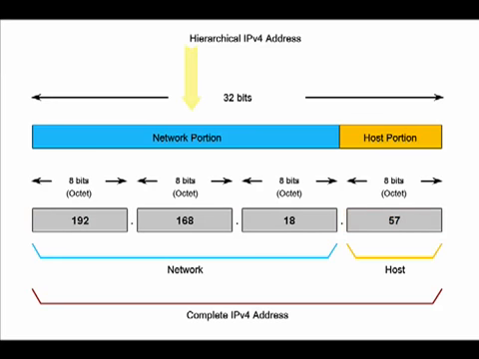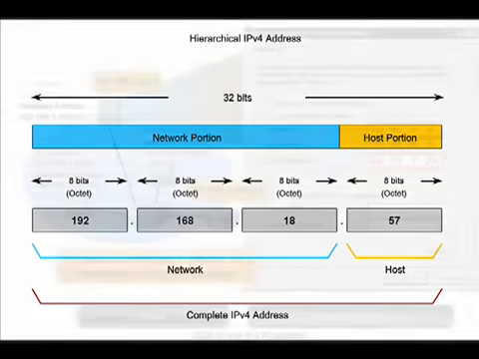Routers forward packets from one network to another by only using the network portion of the address. When the packet arrives at the router where the destination host resides, the whole address, both the network portion and the host portion, will be used to deliver the packet to the right host within the network.